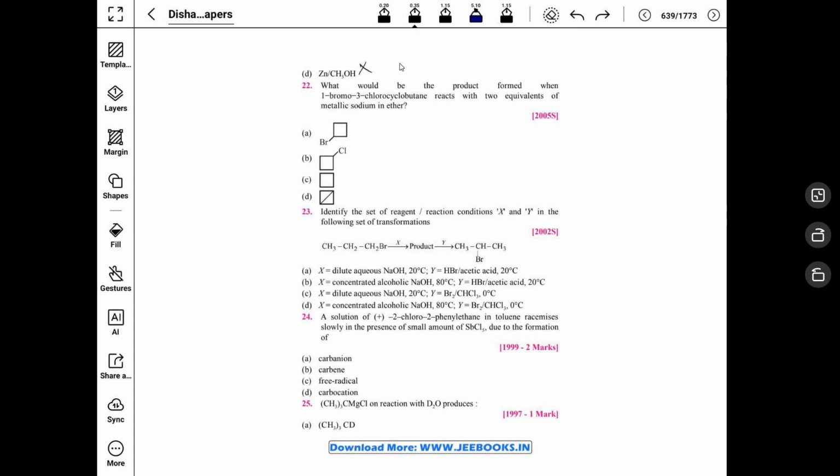Okay, now moving to question 22. What would be the product formed when 1-bromo-3-chlorocyclobutane reacts with 2 equivalents of metallic sodium in ether? So let's draw the structure of this. Let's say this is bromo at 1, 3 is chloro. First the bromo will cleave with sodium, and the carbon will have partial negative charge. If you remember, this is an example of the Wurtz reaction. First it will remove the bromide, and then this carbanion undergoes intramolecular nucleophilic attack and gives this kind of product. So the correct answer is D.